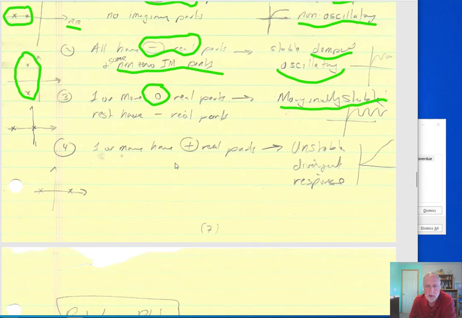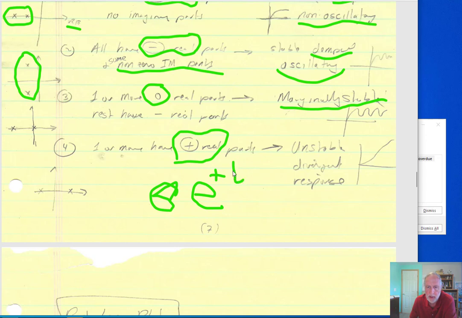And then here's that other case we looked at. What if we have a positive real part? All it takes is 1, and we get an e to the positive number times t, and that's going to blow up. So that's called unstable divergent response. It can be oscillatory or non-oscillatory.